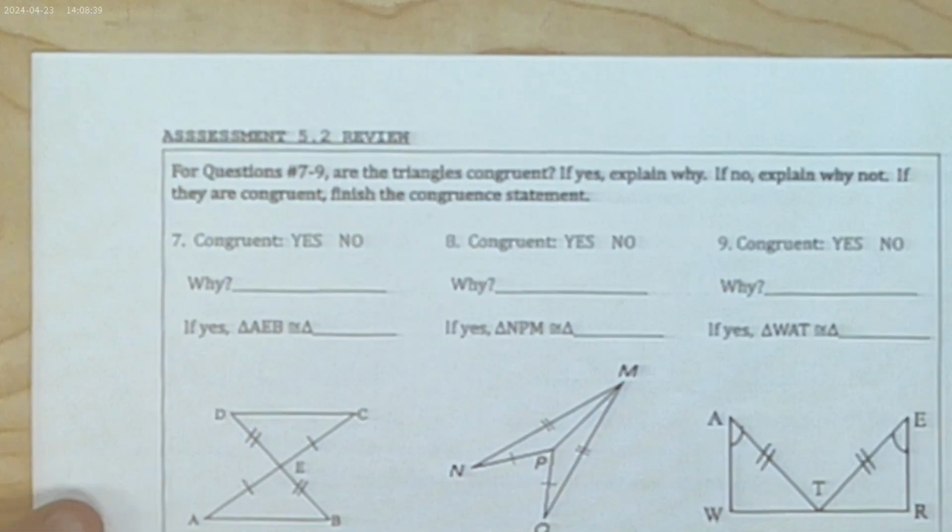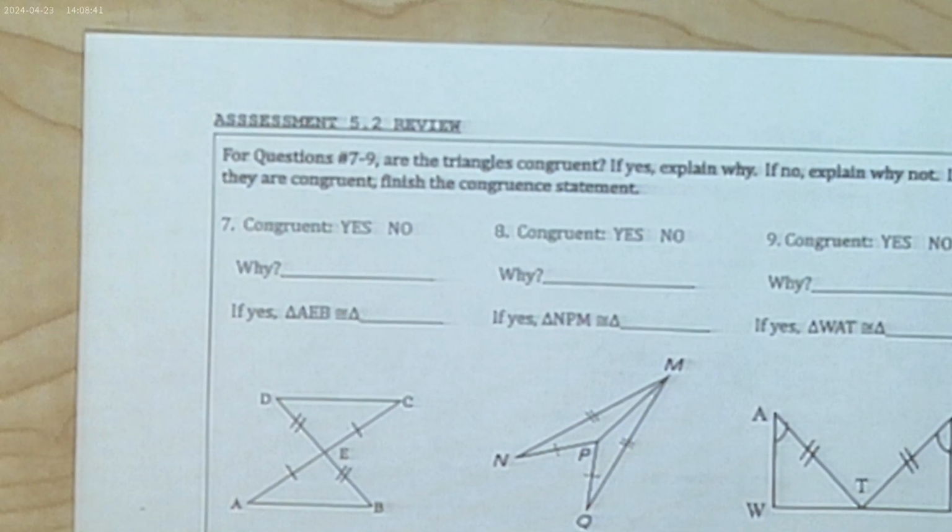So, for the next one, we have to decide whether or not the triangles themselves are congruent. If yes, explain why. If no, explain why not. With this one, it's relatively straightforward. We don't have to do the full proof. We just have to look at it. This is really more of a memory game to see if we remember the theorem just based on what we're looking at. So, are the triangles congruent? If yes, explain why. You just have to state what the theorem is.